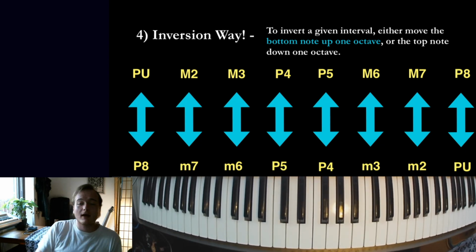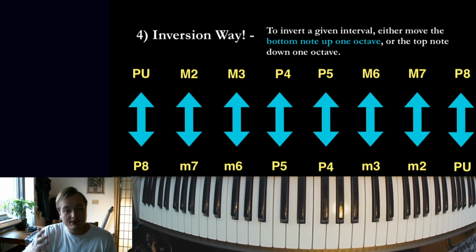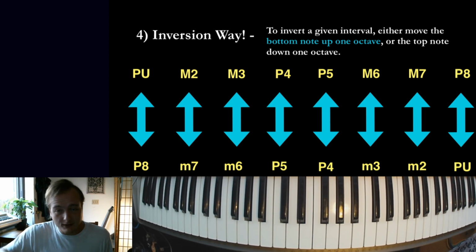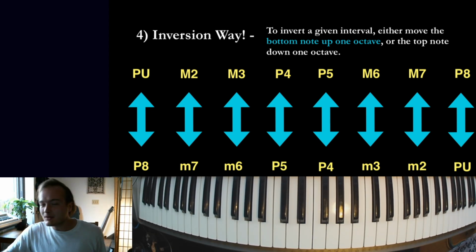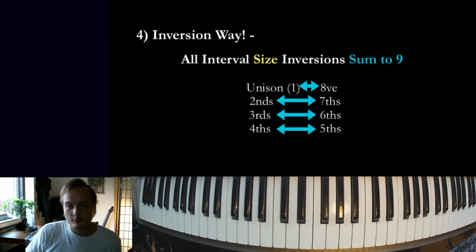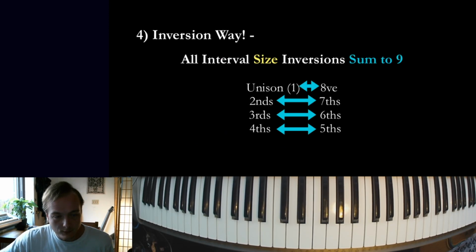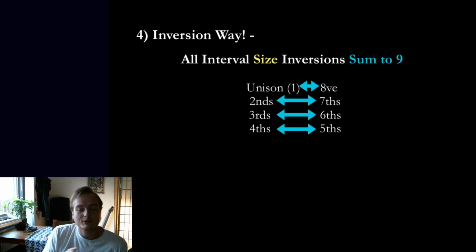Okay, so that will work every time. And you can always figure out the size of a big interval, if you're not exactly sure, by quickly flipping it, making it a small interval, and going backward. Let me show you that in a little bit clearer way. Well, so that was the first rule. All the inversion sizes will sum to 9.